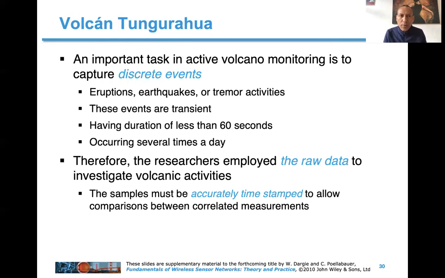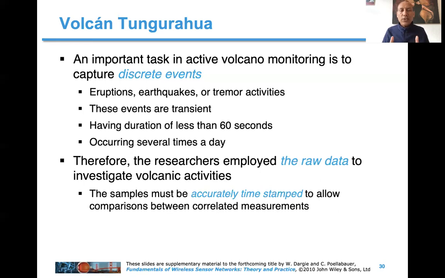So the researchers commented that it is important to detect discrete events because these events point to eruptions, earthquakes, as well as tremors. And the sensors should be sampled at high resolution. The main problem with using bulky, quite sophisticated devices is that you cannot move them easily from place to place. In some instances, you need to deploy helicopters, you need to have external power supply units, especially if you want to deploy them for a longer period of time.